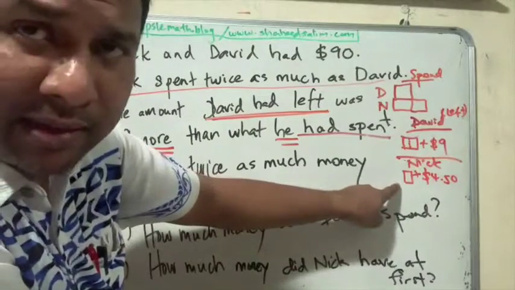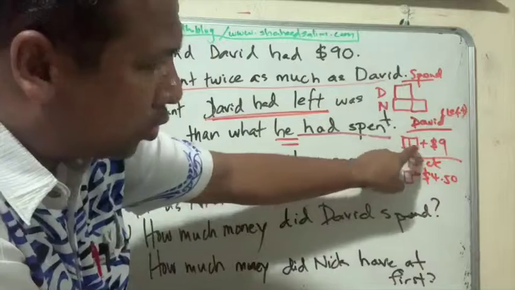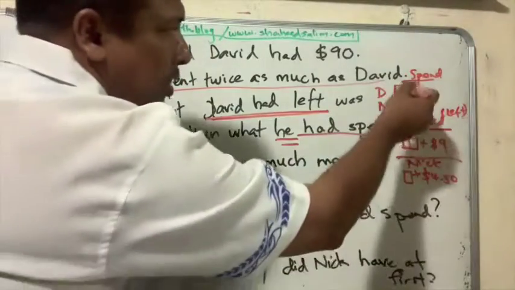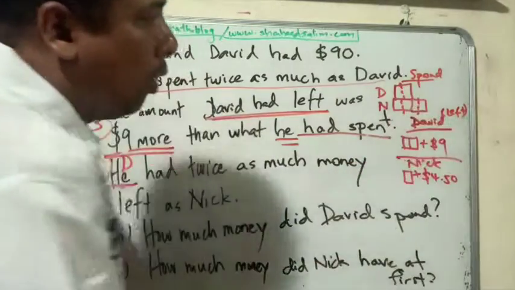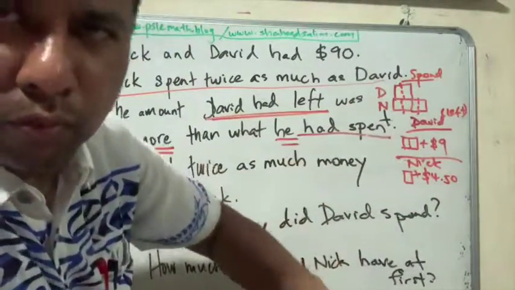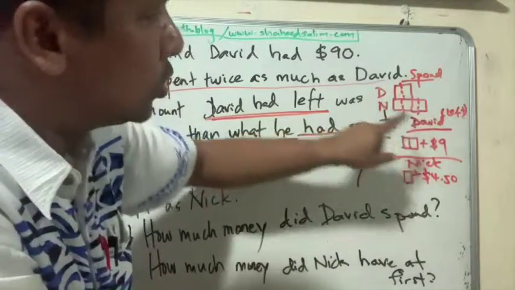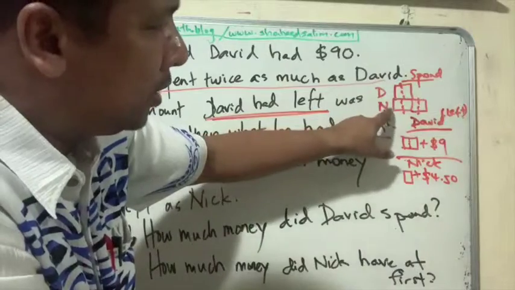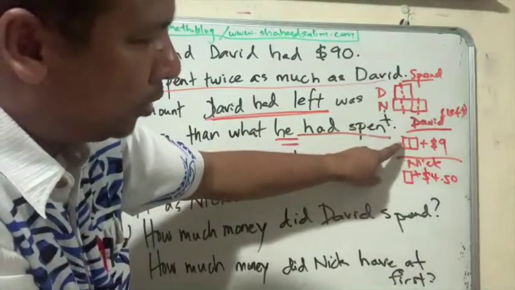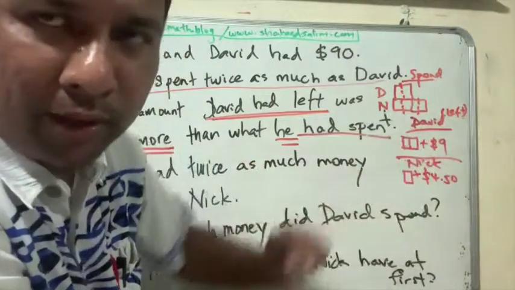Since I've made this into a half unit, there's 2 half units here, I want to do the same to the rest. Now all of them are in half units, or we call the new 1 unit. This is like a small unit, small unit, small unit, small unit, small unit. So David spends 2 units. Nick spent 4 units. David had 2 units plus $9. Nick had 1 unit and $4.50 left.